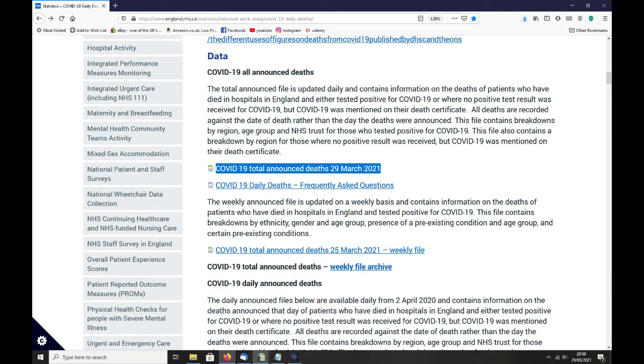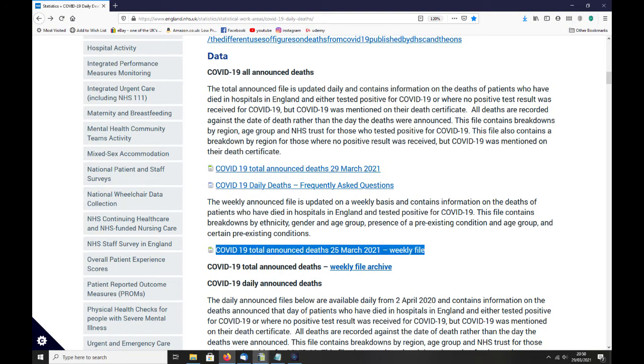The first is COVID-19 Total Announced Deaths, 29th of March 2021. This contains data from March the 1st, 2020 to the present day and is updated daily. Warning, this file contains a lot of data. It takes my copy of OpenOffice Calc about half an hour or so to open it. The second is COVID-19 Total Announced Deaths, 25th of March 2021 weekly file. It appears to be released every Thursday containing the data up to 4 p.m. on the Wednesday before. I will go through each of these in this order.